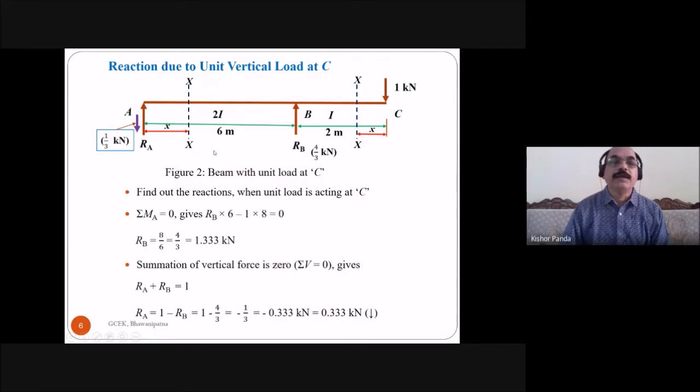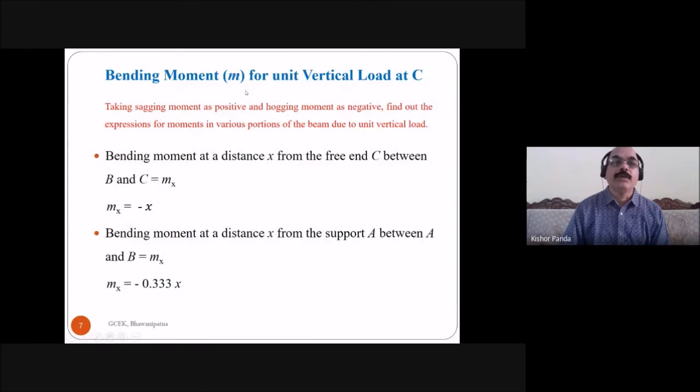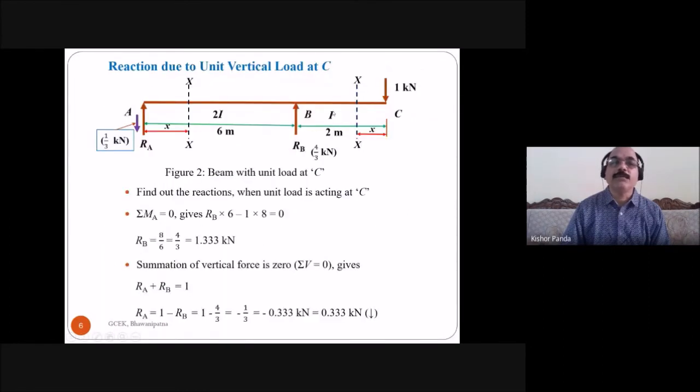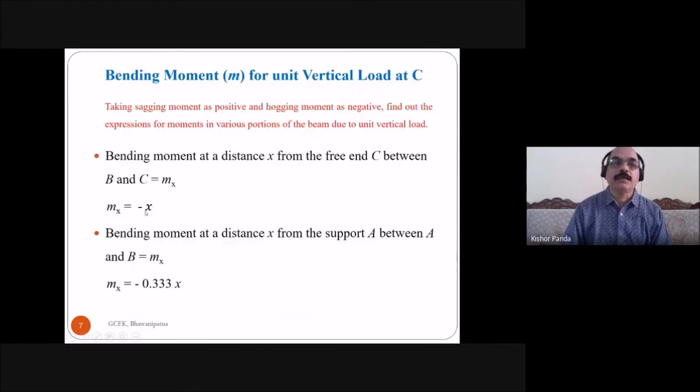Then find out what is the moment between A and B and between B and C due to the unit vertical load. Bending moment m per unit vertical load at C. Find out first the bending moment between B and C at a distance x from the free end C. So what is the moment here? This is the load acting on the right side of this section. So 1 into x, and this is clockwise. So take this as negative: minus 1 into x, minus x.